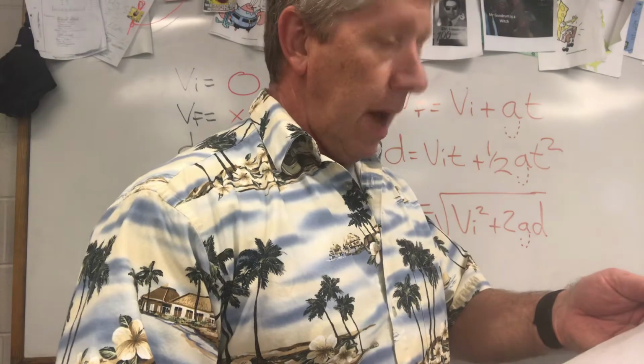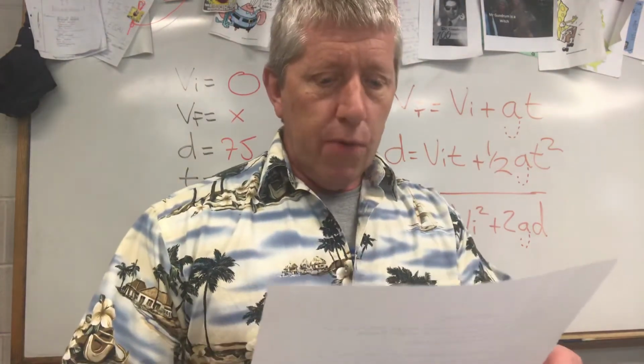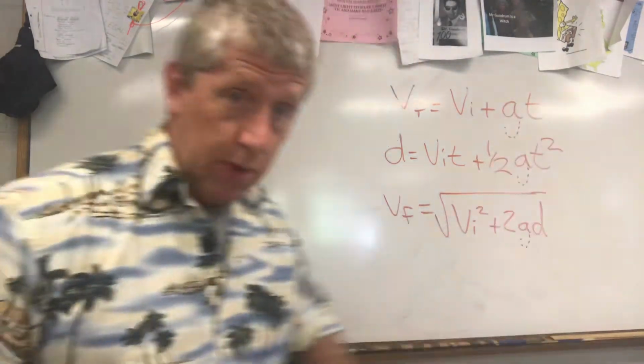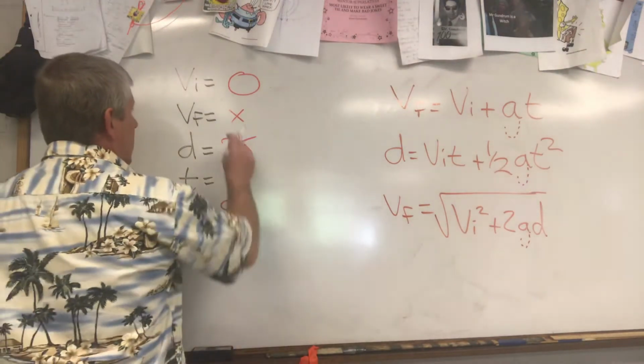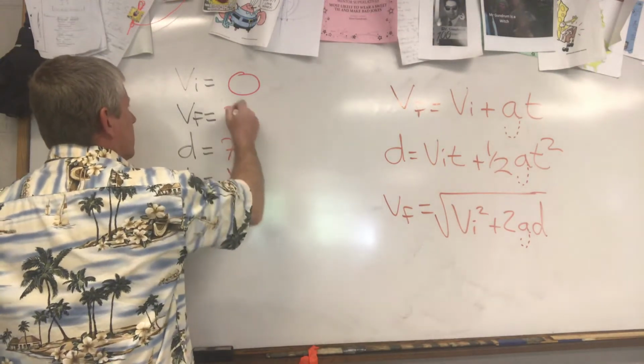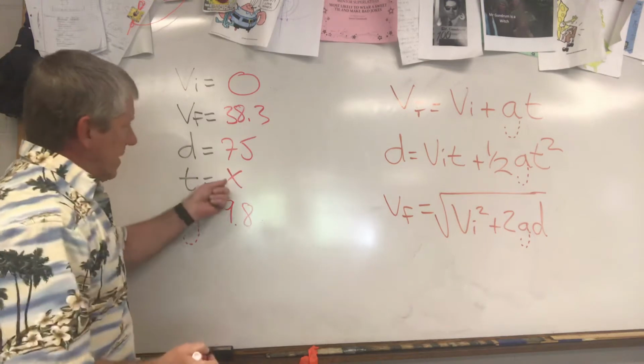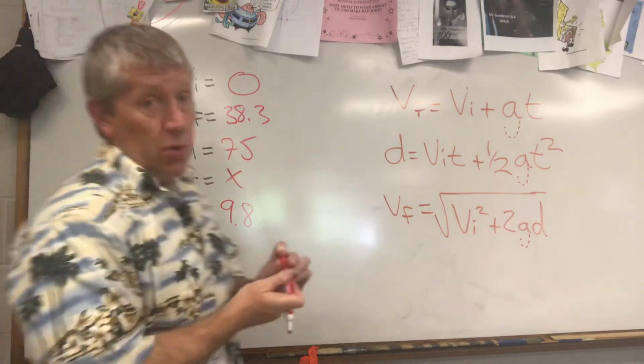How long will it take for the bone to fall to the ground? We have to figure that out right now. We know the final velocity is 38.3, so we can put that in. We're trying to find time, so I can't use this equation because there isn't any time in it.